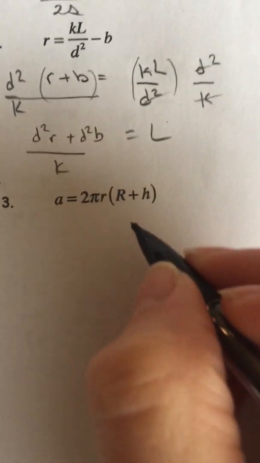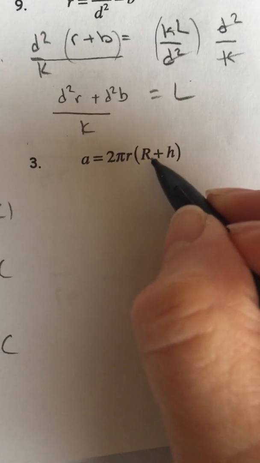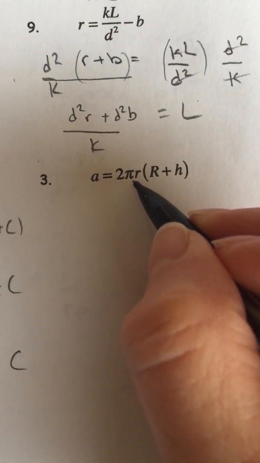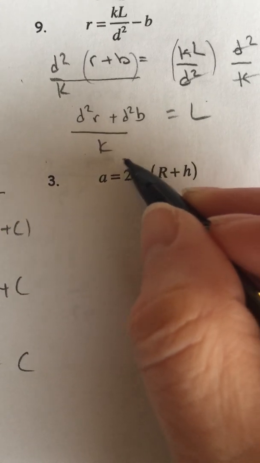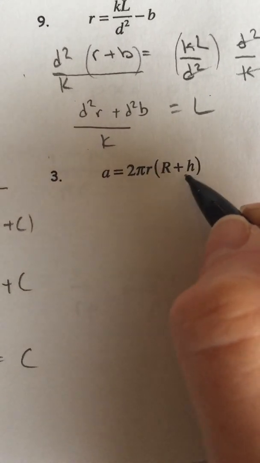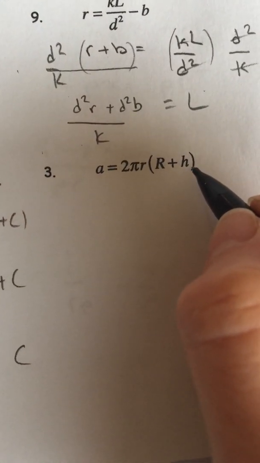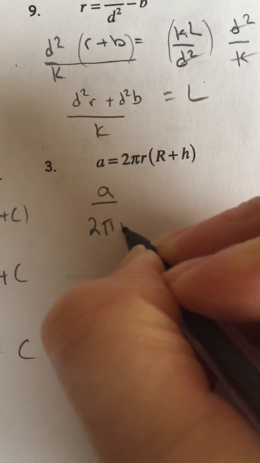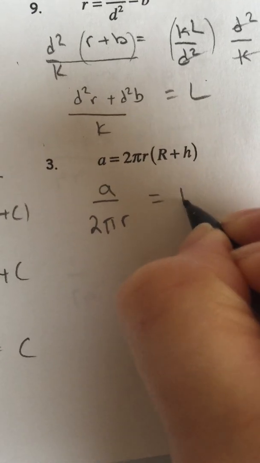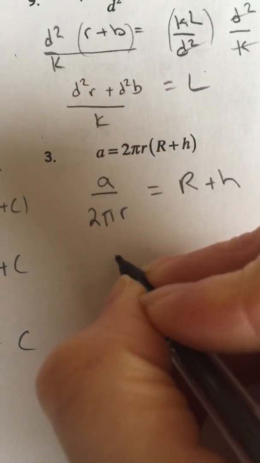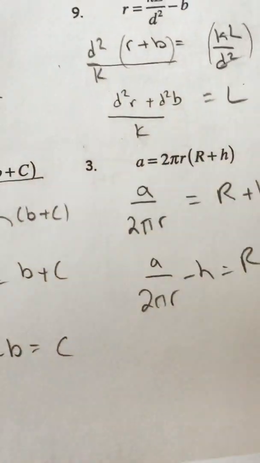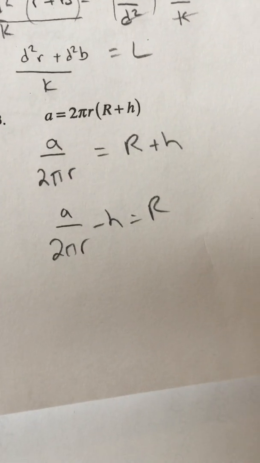Okay, so we need to get r by itself. It's attached. These are all very similar. It's attached to something else. I'm going to see that if I divide by this, I'll be left with r plus h, and then I just have to subtract h. So that's not hard to do. Divide both sides by 2 pi r. That will leave me r plus h. And then I get a over 2 pi r, subtract h, is equal to capital R.